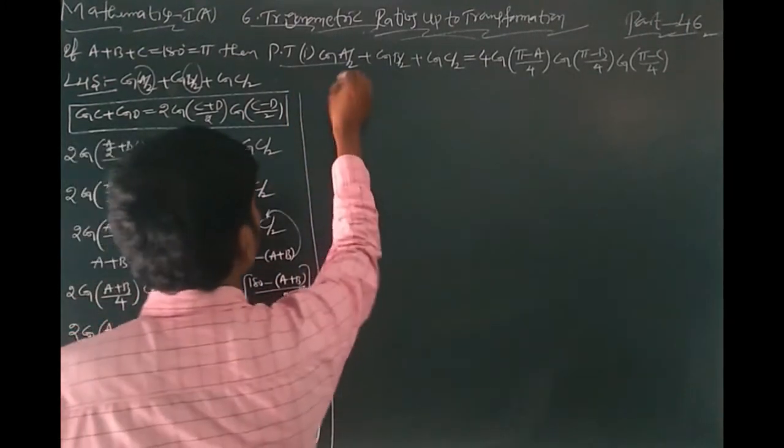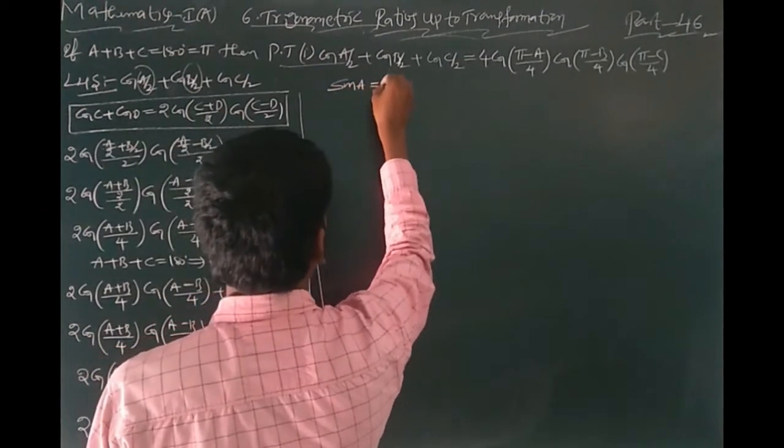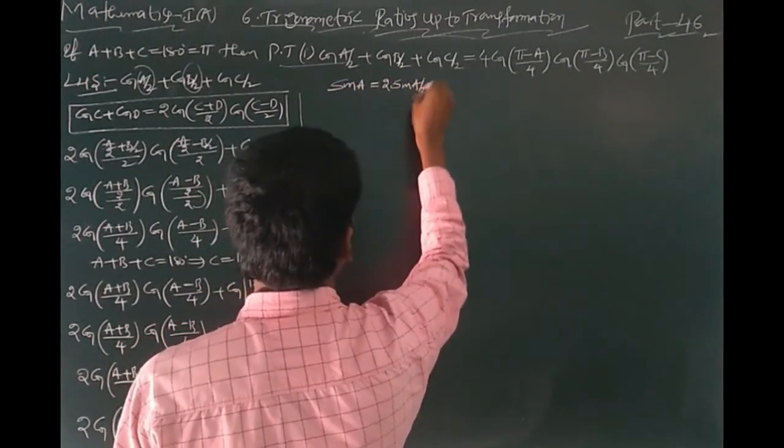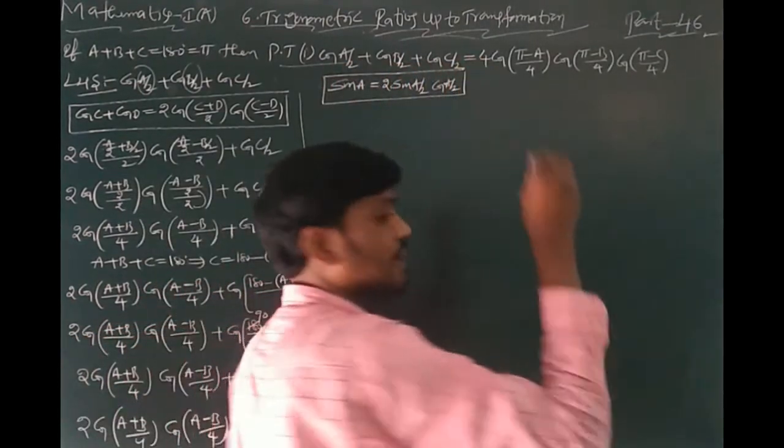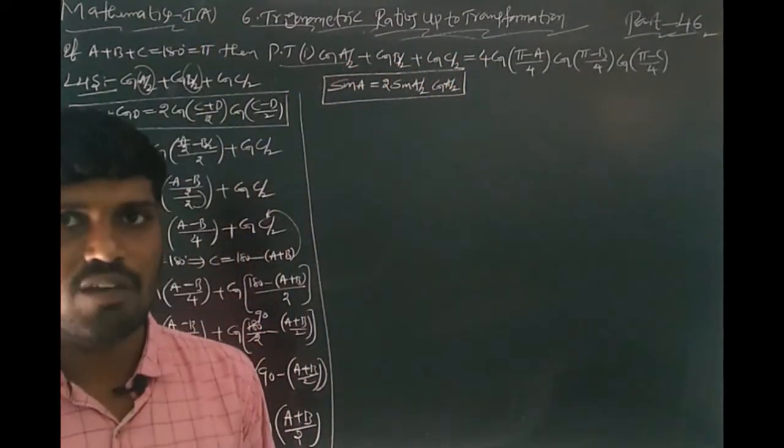We know the sin A formula. What is the formula for sin A? 2 sin A by 2 cos A by 2. This formula was already explained in the multiple and submultiple angles formulas.